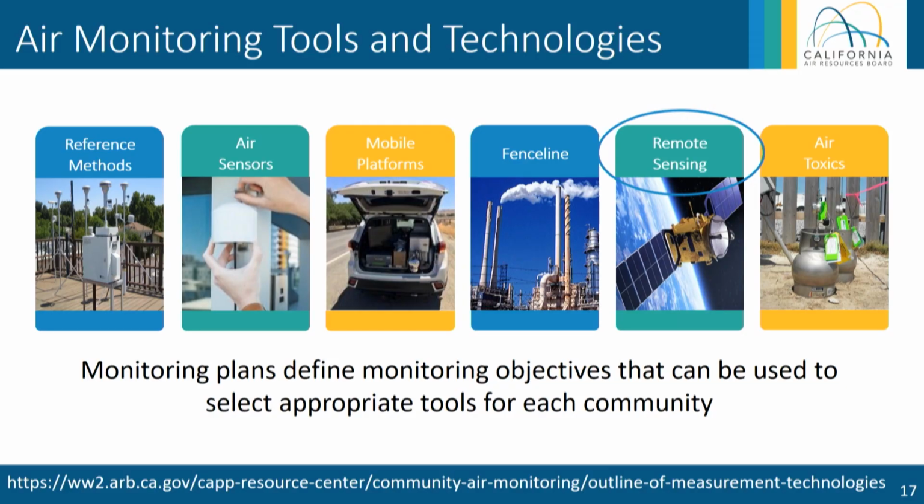Remote sensing has also been a discussion, both satellite-based and ground-based. Satellite-based gives you total column concentration, things like PM and NO2, but again, you need a satellite for that. So either you have to launch your own satellite, or you have to pay someone to get the data for you, which creates a whole host of challenges.